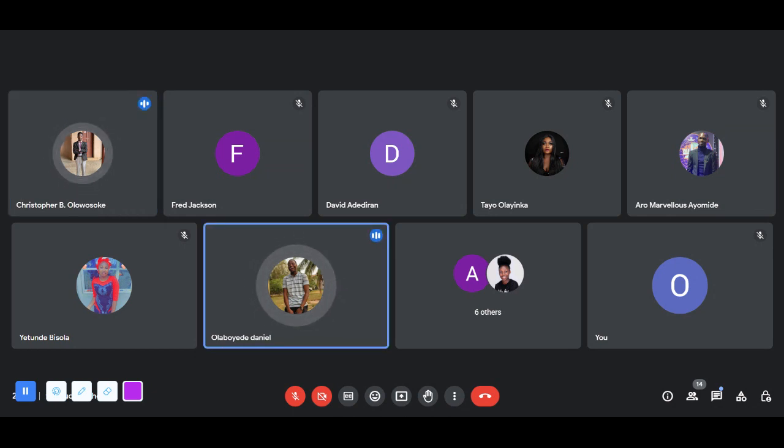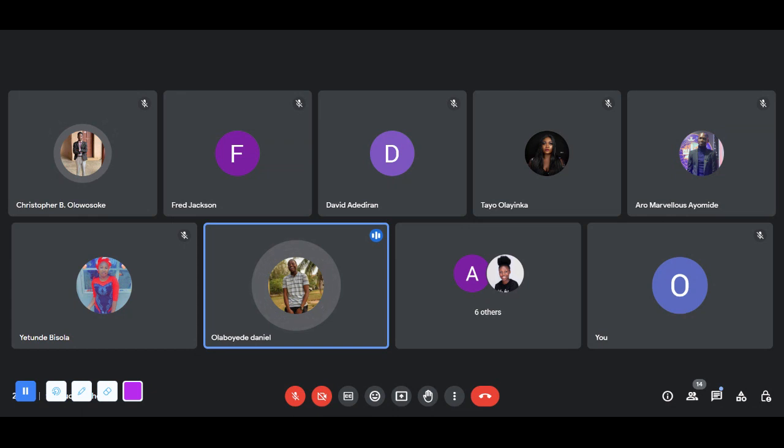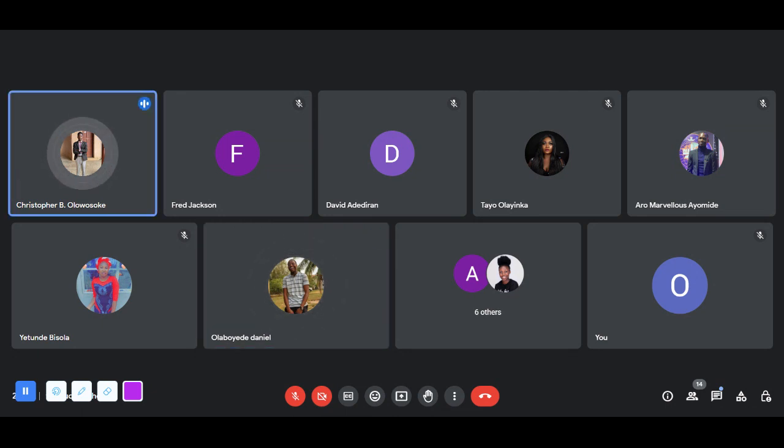Now, here's my question. You made mention of the Basic Local Alignment Search Tool, that is BLAST. So I want to know, how exactly does BLAST work? And also, does it have an alternative?